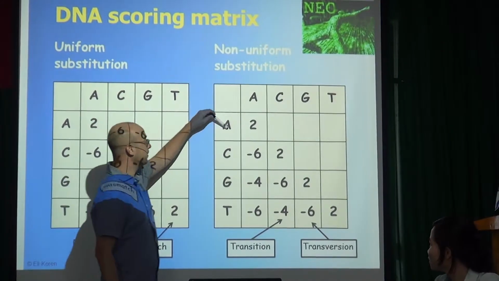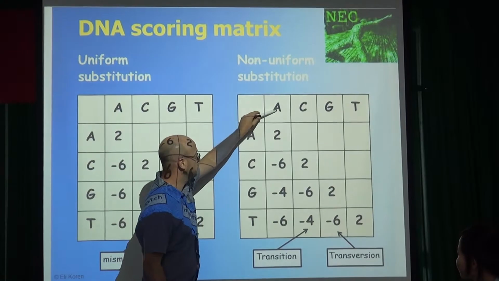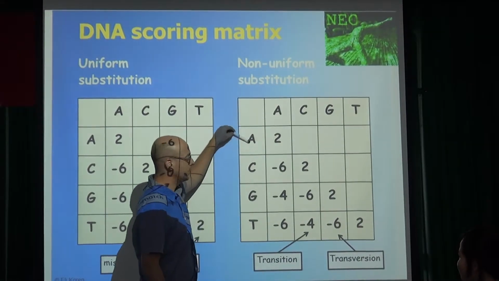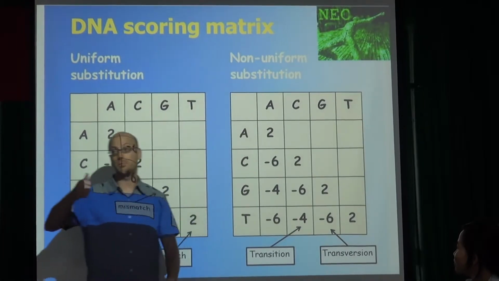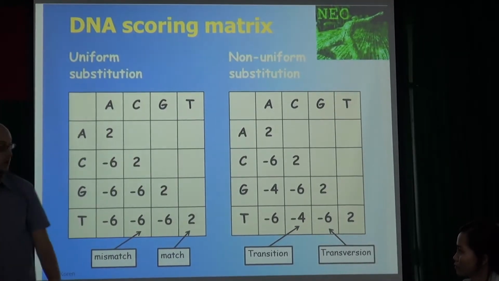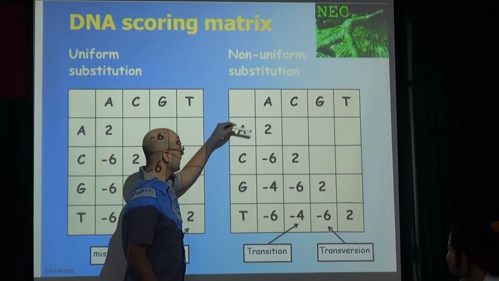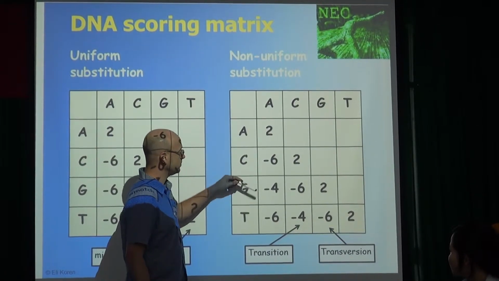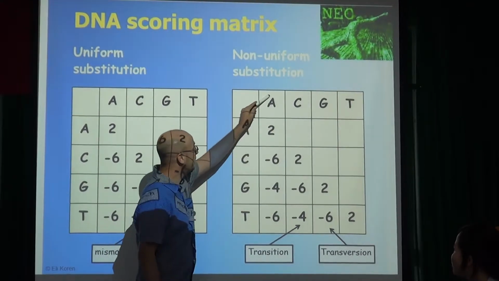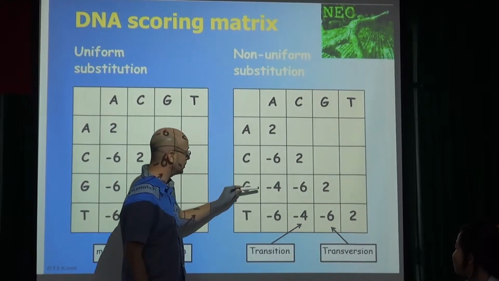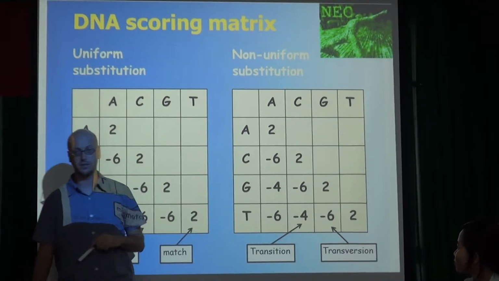So if we have, for example, a match between adenine and adenine, perfect match, then we may score a +2. If we have a mismatch between an A and a C, we may score a -6. And if we have a mismatch between an A and a G, we may score a -4. Why are these numbers different?